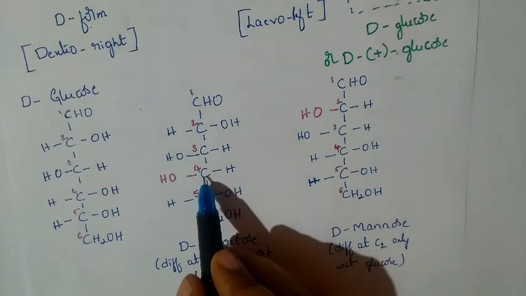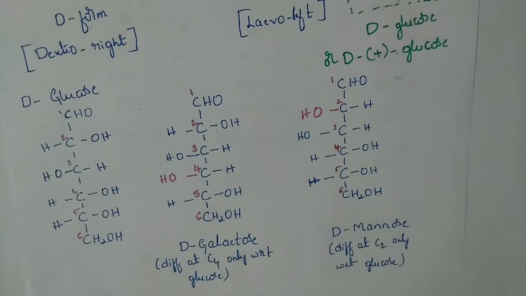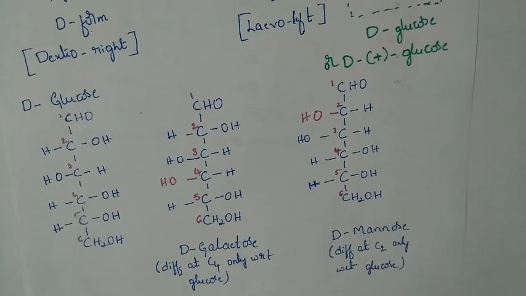If C4 is different, then it is galactose. These are a few stereoisomeric forms. Yesterday we studied that 16 isomers are possible. So that's what we have discussed. This is how we are going to study. Each will be different, with one or the other carbon atom differing in configuration.